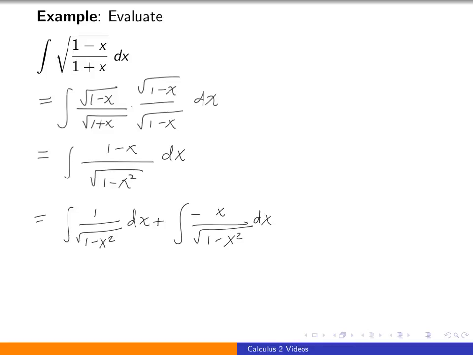And this is the point where we see why this initial step of multiplying by 1 is going to work out so well. The first antiderivative is a common integral whose formula we know. This is arcsine of x. And the second integral is one that we see a technique of integration that clearly applies to it. We can use an obvious substitution, 1 minus x squared.